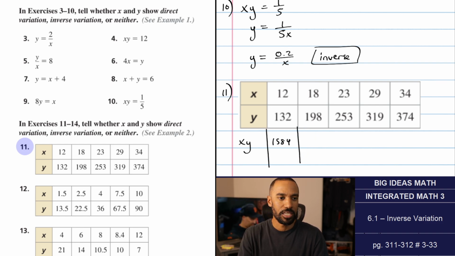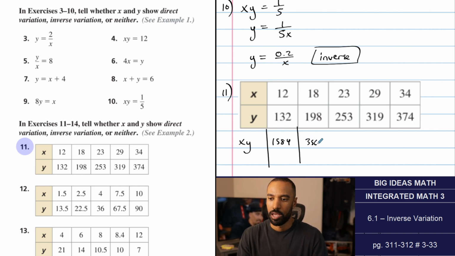And then right here, 18 times 198, well, it's going to be a different number. These numbers are both bigger. Why would they ever be the same? This is 3564. I mean, at that point, I'm done on the inverse train. Those are not the same.